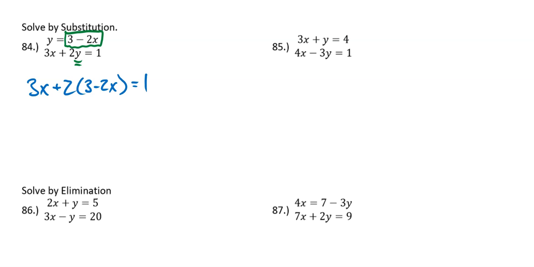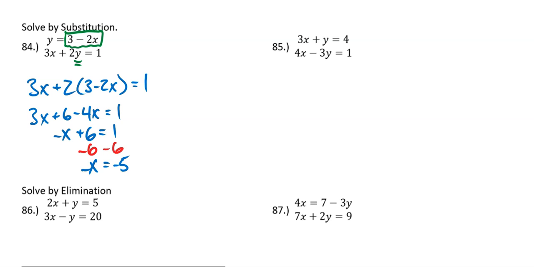And now I have an equation that only has x's, and that we know how to solve. I distribute. I combine like terms. And now I continue to solve. I subtract the 6 from each side. I'm going to divide each side by a negative 1. So I end up with x equals 5, but I'm not done yet.